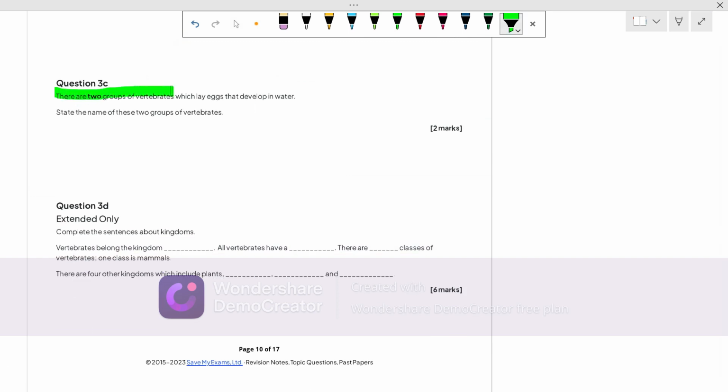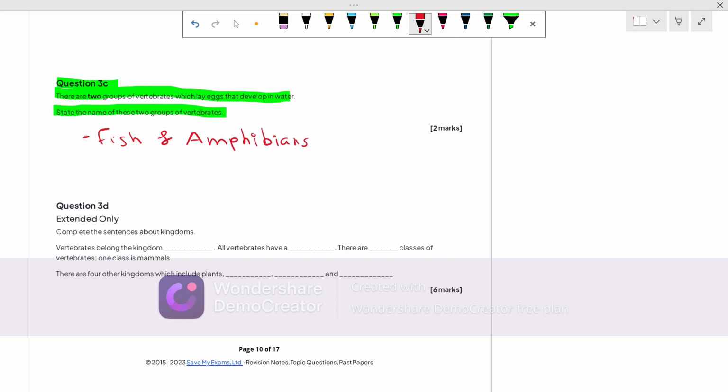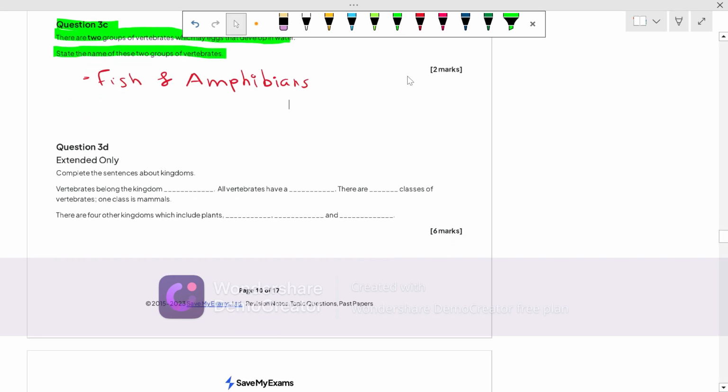Question 3c. There are 2 groups of vertebrates which lay eggs that develop in water. State the names of these 2 groups of vertebrates. The 2 groups are fish and amphibians. Both of them lay eggs that develop in water. Next question.